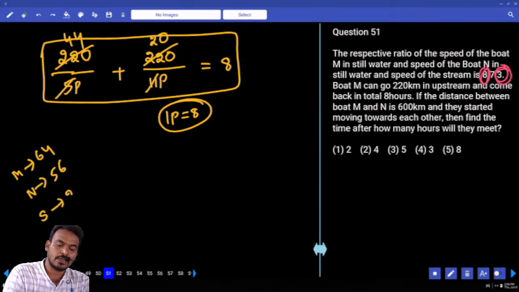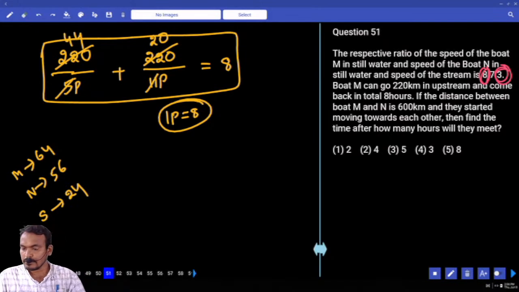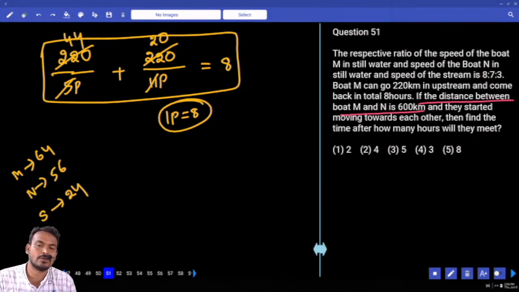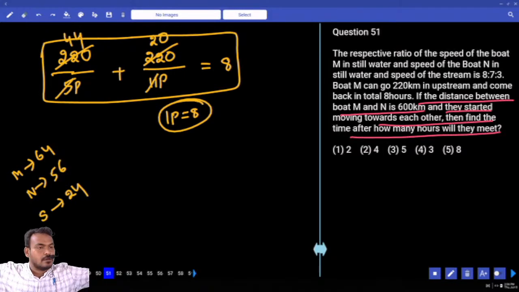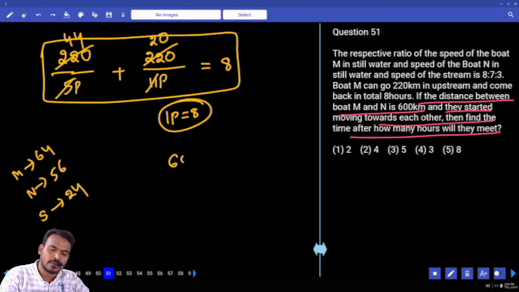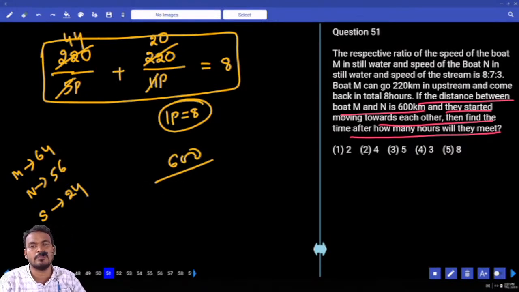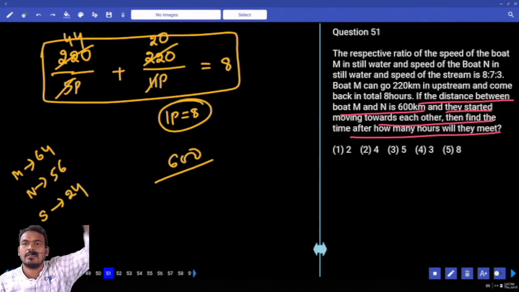What is the speed of the stream? S value 24. What is the question here? If the distance between M and N is 600, and they started moving towards each other, find after how many hours they will meet. Are both in opposite direction or same direction? Opposite direction. What is the distance? 600. That 600 kilometers is covered by both the boats or only one boat? Both the boats. On which direction? Opposite direction. One is traveling downstream, another one upstream.